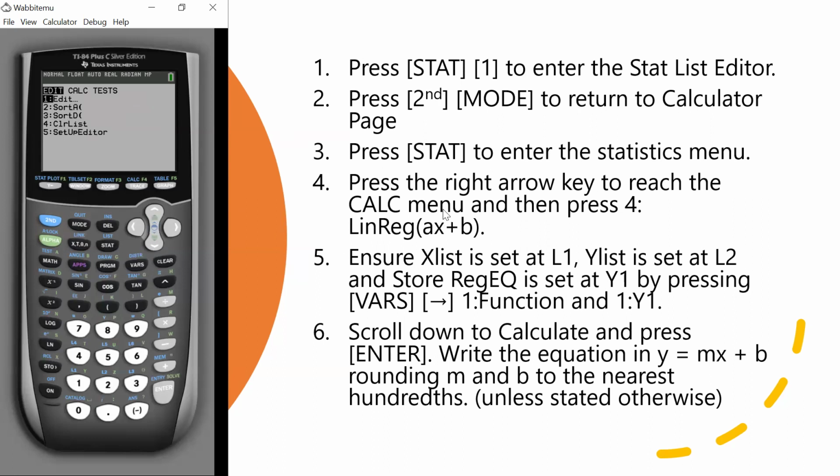And we are calculating a linear regression. So we're going to have to go to calc. So we're going to arrow over to calc. And we want a linear regression. So we're going to press 4, or we can arrow down to LinReg(ax+b). What does the A represent? What is our A? In ax plus b, A would be your slope. And our B is our y-intercept. They just don't use M, they use A, okay? All right, so I'm going to press 4. Once here, I'm going to go down to store reg equation, okay?